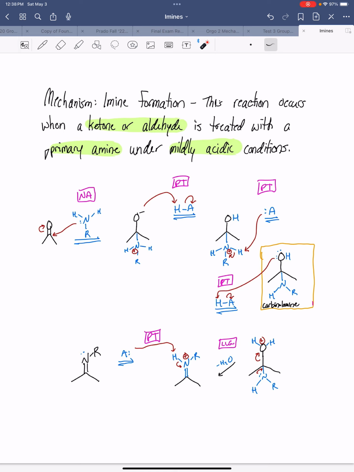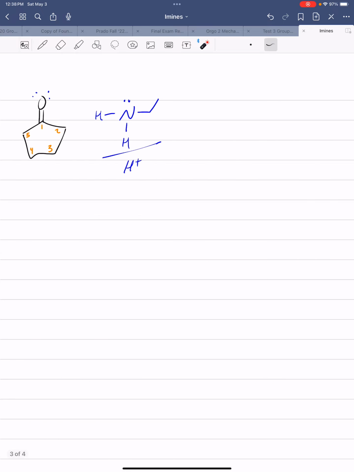Let's try an example where we kind of work everything out step by step. So let's start with this ketone on top of a cyclopentane. And we're going to use nitrogen with an ethyl group as our primary amine. So the first thing that happens is this lone pair of nitrogen is going to attack the carbonyl. That's going to resonate up. So now I've got this molecule here.